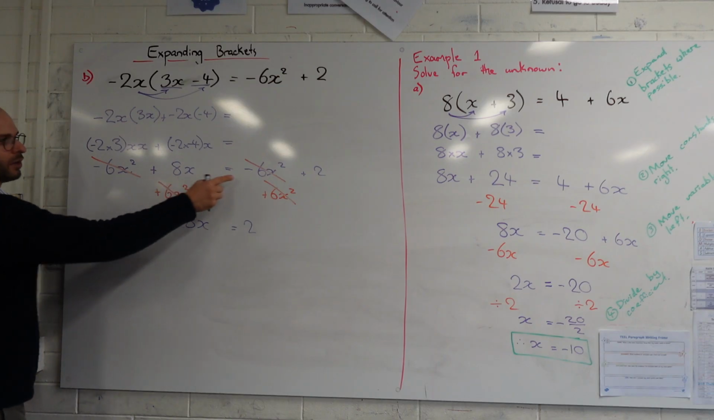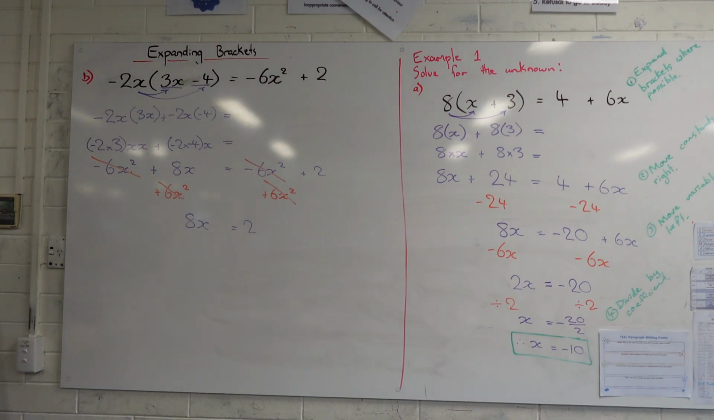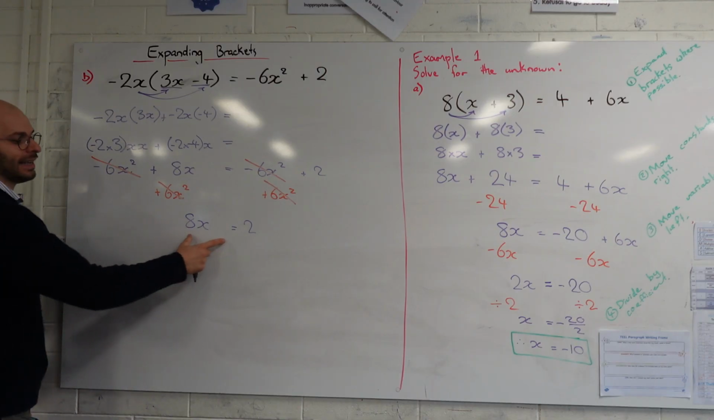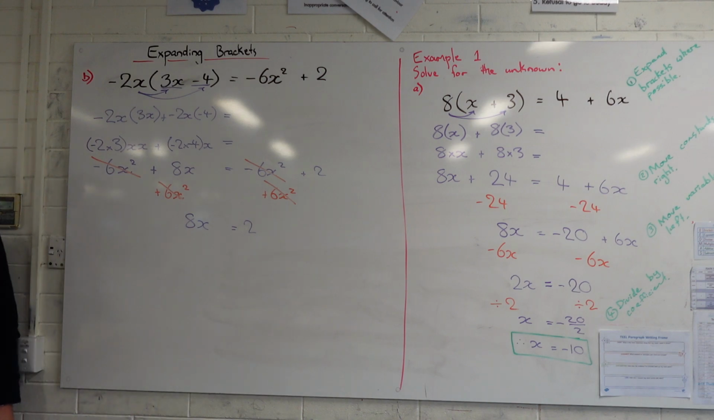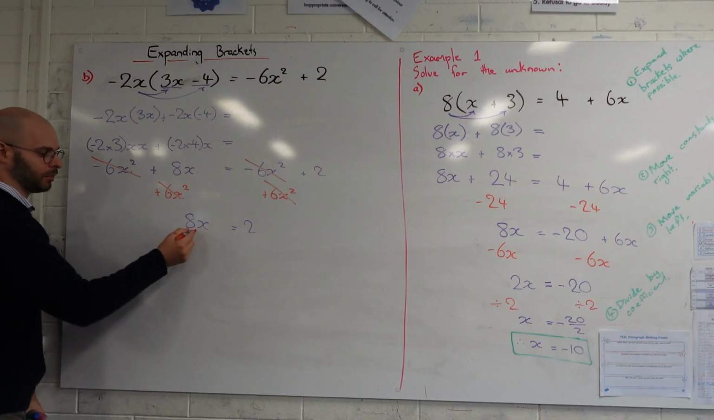Because it's the same on both sides, we can eliminate it altogether simply by taking it away. We take it away by adding to both sides. Then we're left with 8x equals 2. All of our variable terms are in the right place. All of our constants are in the right place. What do we need to do to finish this? We simply divide by a coefficient.